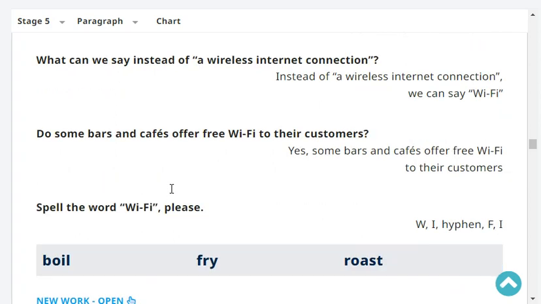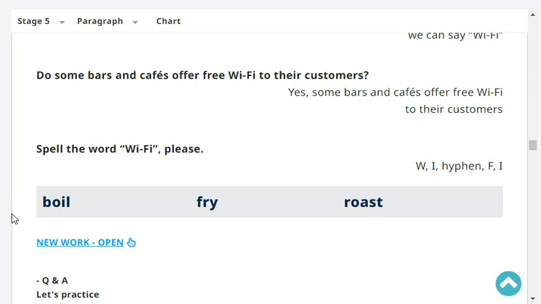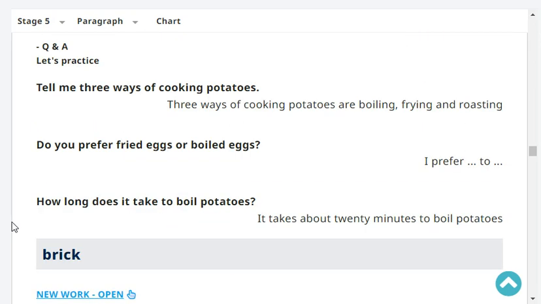Do some bars and cafes offer free Wi-Fi to their customers? Yes, some bars and cafes offer free Wi-Fi to their customers. Spell the word Wi-Fi, please. W-I hyphen F-I. Very good.